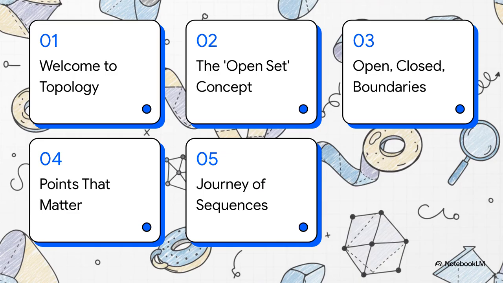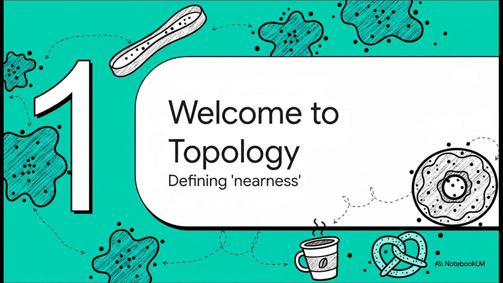So here's the plan. First, we'll ask, what does nearness even mean, mathematically speaking? Then, we'll get into the big one, the open set. Seriously, everything builds from there. Once we've got that, we'll see how it lets us define closed sets, boundaries, some really important types of points, and finally, where a sequence of points is actually going. It all just clicks into place, one step at a time. All right, section 1, let's jump right in.